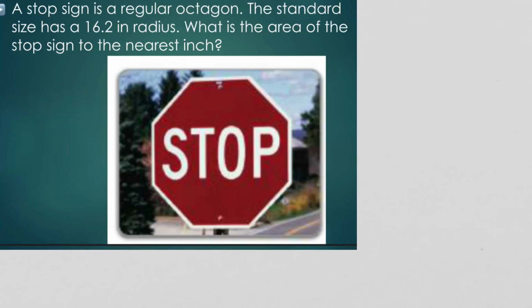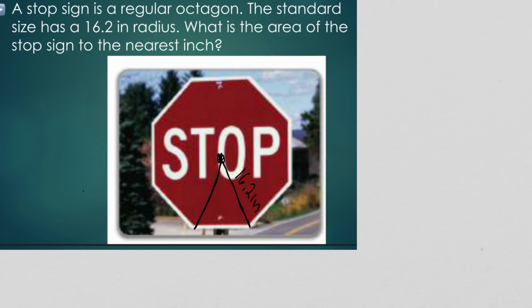Here we see these all the time on the streets. Stop sign, which is an octagon. The standard size has a 16.2 inch radius. What is the area of this stop sign to the nearest inch? So let us make this triangle. I'm going to make one in here since we don't have one. And what does it have? The radius, which is this black line that I drew, is 16.2 inches.